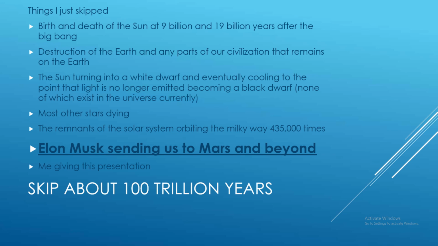Don't ask me why, but this bit of the universe in the 100 trillion years is boring, except for Elon Musk sending us to Mars and beyond. Birth and death of the Sun, destruction of the Earth, Sun turning into a white dwarf and eventually cooling to the point that light is no longer emitted, becoming a black dwarf, none of which exist in the universe currently. Most other stars dying, the remnants of the solar system orbiting the Milky Way about 435,000 times, and me giving this presentation. So, yeah. Next slide.